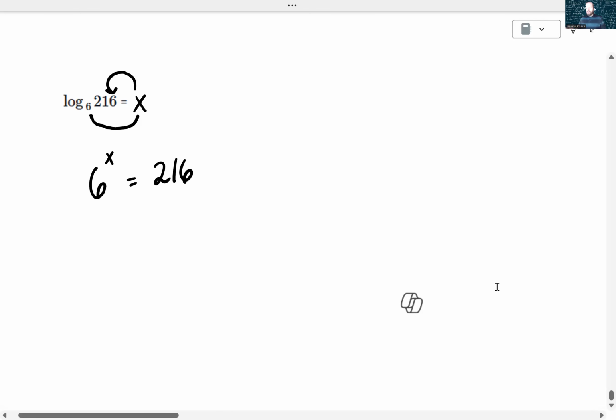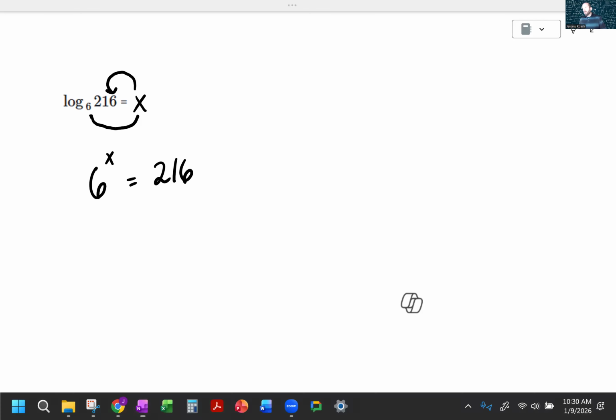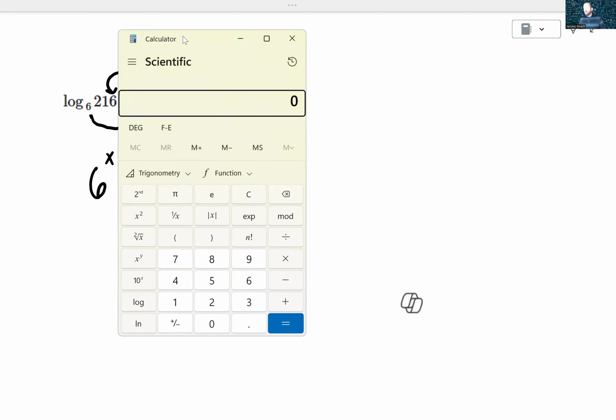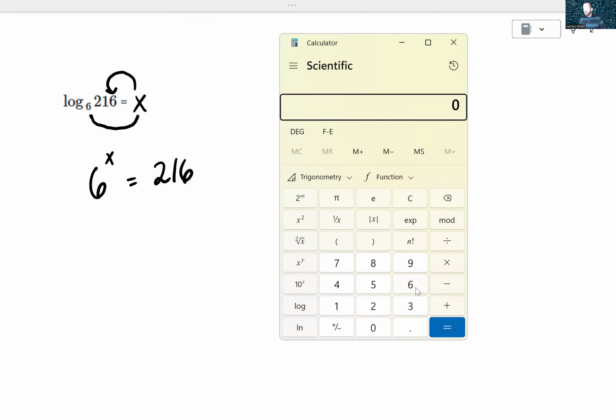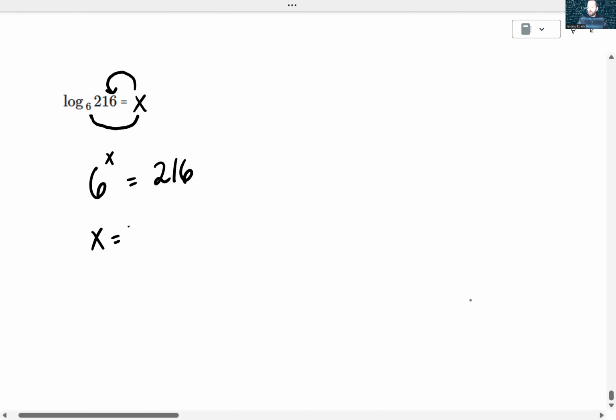So now we're going to do some guess and check for this. So 6 to the power of what is 216? Well, we know 6 squared is 36. So let's try 6 cubed and maybe we'll get lucky. And it is. So x equals 3 for this. So that's how we can evaluate logarithms.